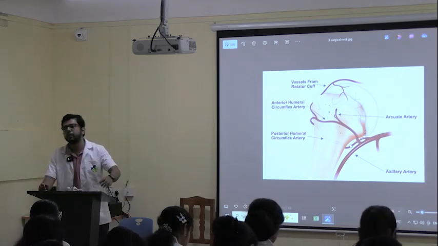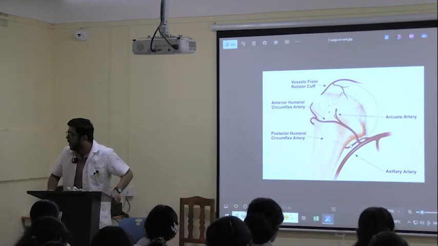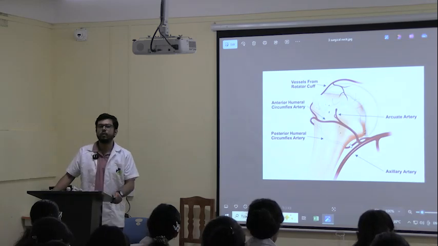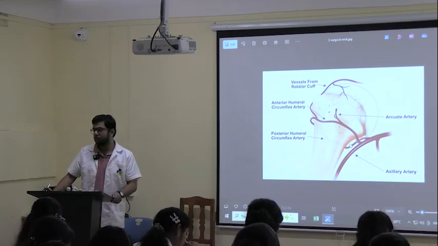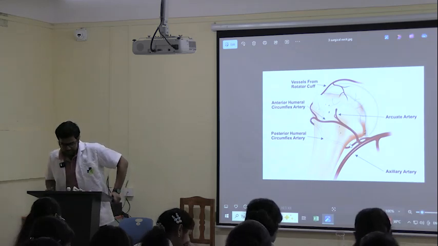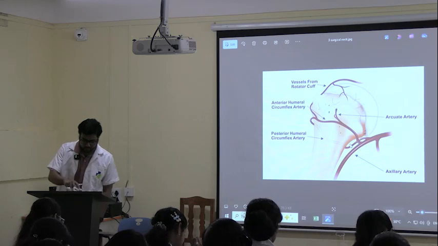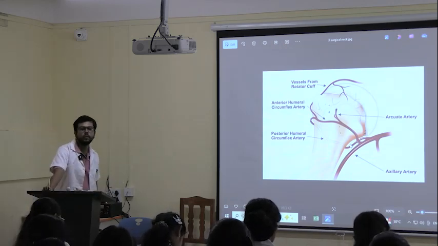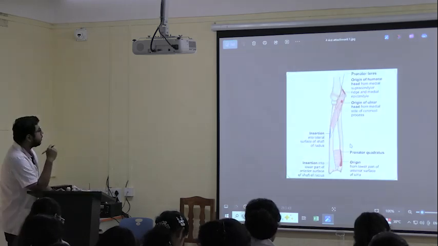So during operation, this artery might get injured. So there will be blood loss, which may be devastating for the patient. So this is the clinical importance or surgical importance for the surgical neck of humerus. Okay. Okay. Next.